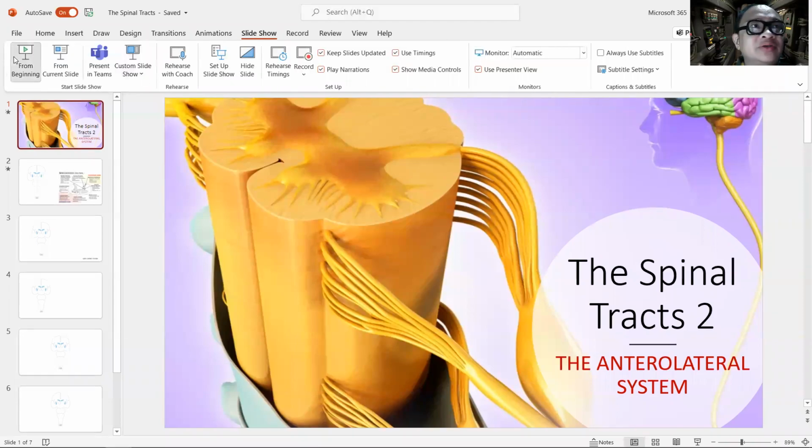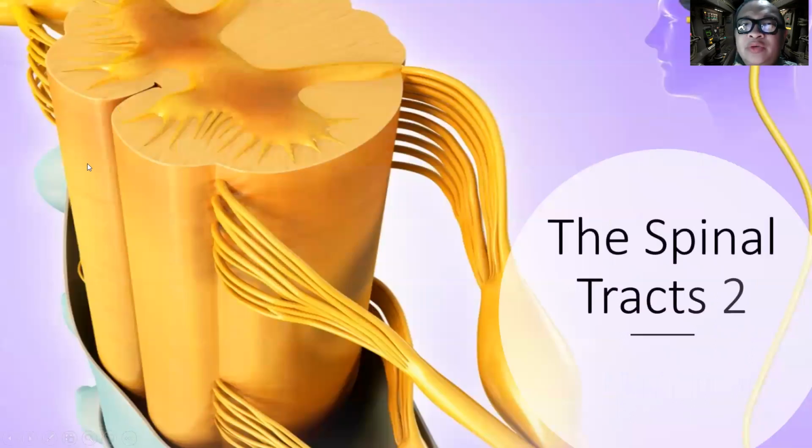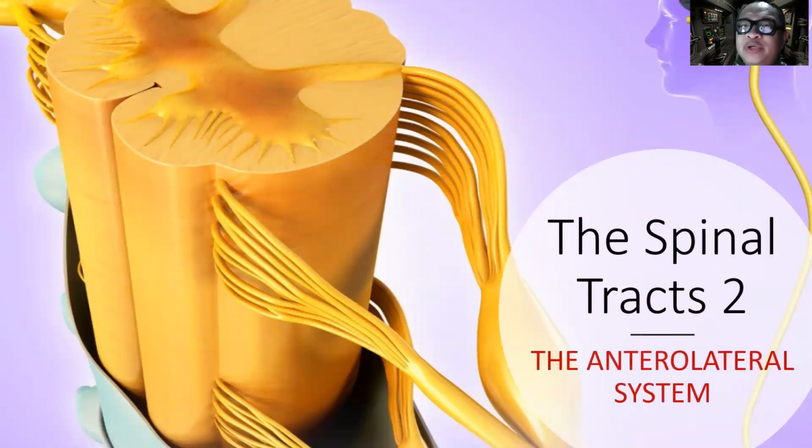Okay, good morning. We are now delving a bit more deeply into those four important tracks that we have previously discussed. Just to reiterate, you have three ascending tracks and one descending or motor tract. We're going to discuss them in a little bit more detail. And right now, we're going to talk about the anterolateral system.